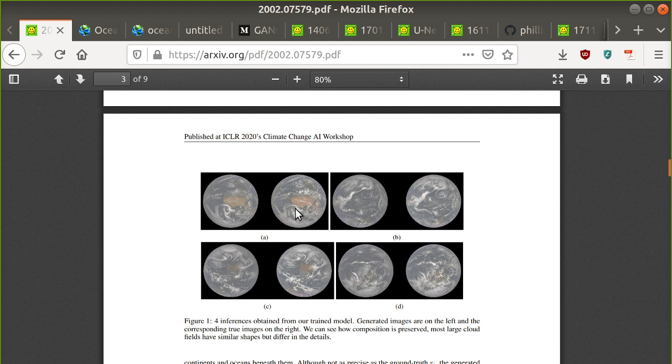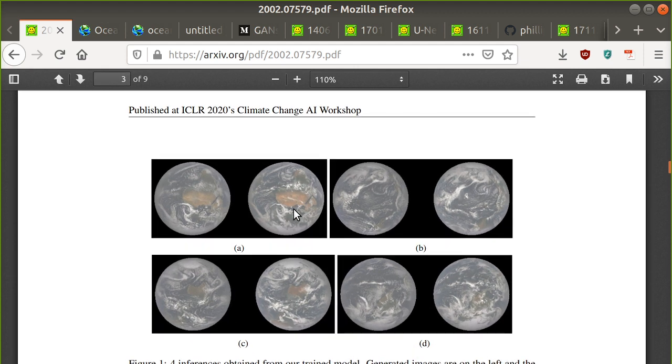Let me even zoom in a little bit more. There's a lot to say here. It's got these shapes of clouds really nicely. It's got the textures really nicely, although not always the exact match to the data. It really does look like a picture of clouds.